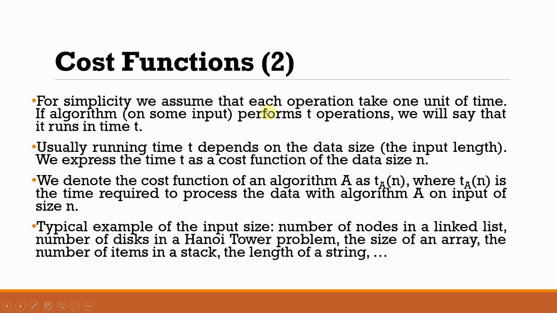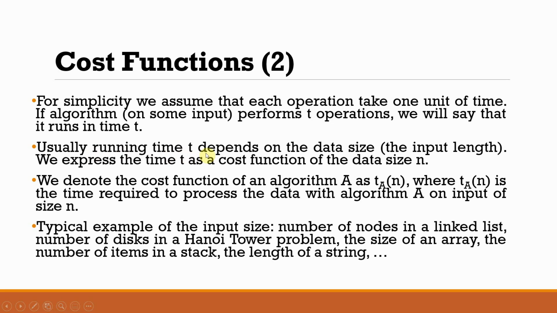For simplicity, we assume that each operation takes 1 unit of time. It's not a very exact assumption, but it makes life easier for us. If an algorithm on some input performs t operations, we'll say that it runs in time t, because we assume that each operation is just going to take 1 unit of time, whatever that means.